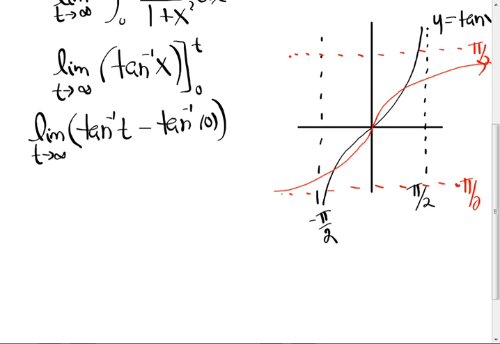Something like that. Okay, what's the inverse tangent of 0? That's easy. It's 0. Now, as t goes to infinity, what is the inverse tangent going to? Pi over 2.